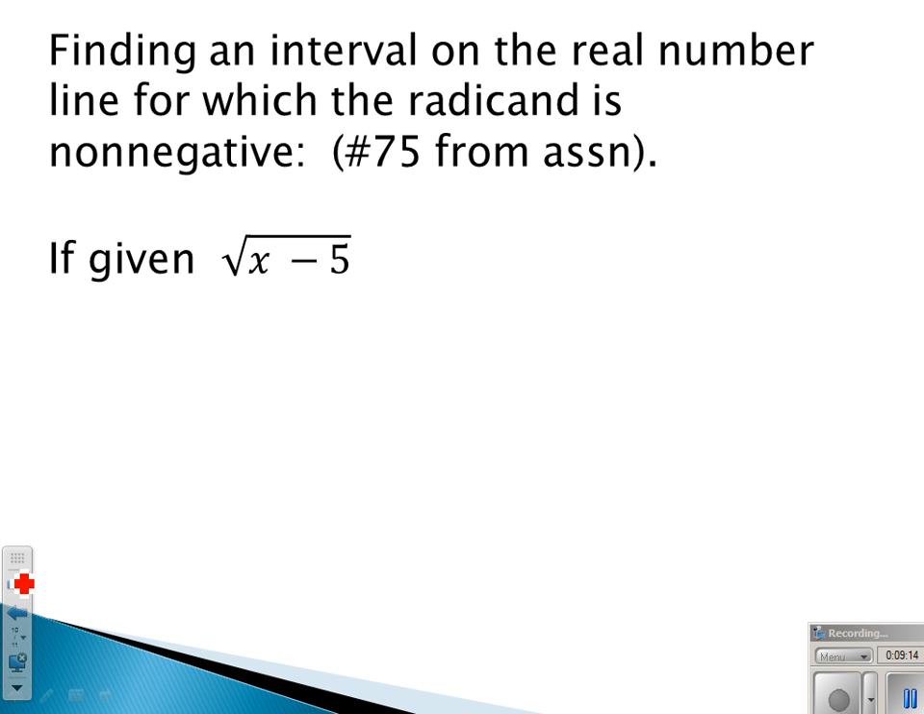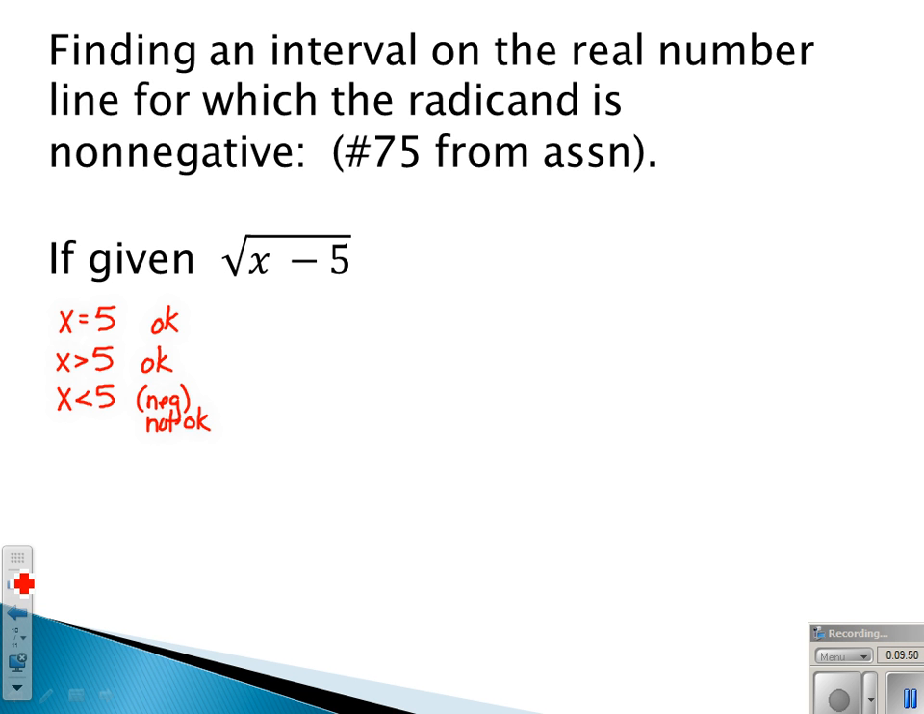So consider all the situations for this as possibilities. If x was 5, that would make a 0 underneath our square root, and we can do that. Square root of 0 is 0. So if it was 5 itself, we're okay. If x is greater than 5, something bigger than 5 minus 5 will be positive. We can have positive square roots. That's okay. But what if x is less than 5? Anything less than 5, subtract 5, will be negative. Negative roots, not okay for real answers.